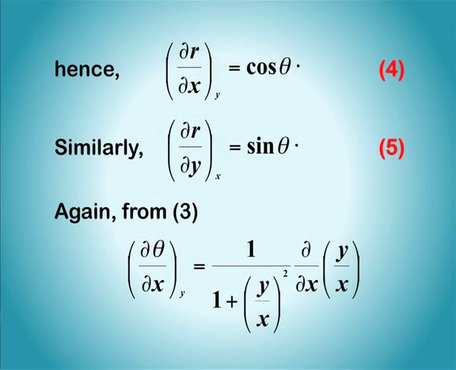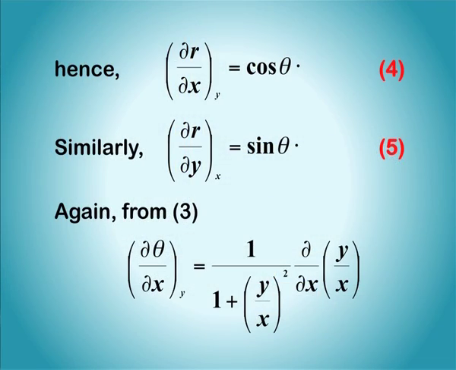From 3 we go back. 3 means we have substituted r square is equal to x square plus y square, and we had theta is equal to tan inverse y upon x. To remind you, this comes from the very fundamental Cartesian to polar equations, x is equal to r cos theta and y is equal to r sin theta. These two, equation 3 gives like this. So, from 3 we get this.